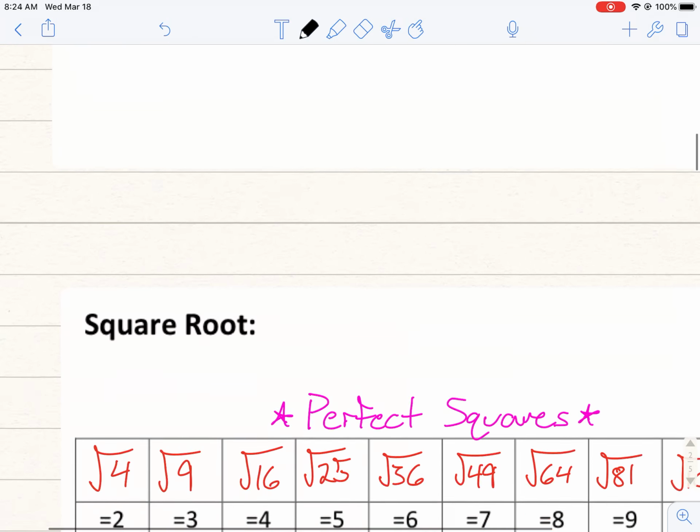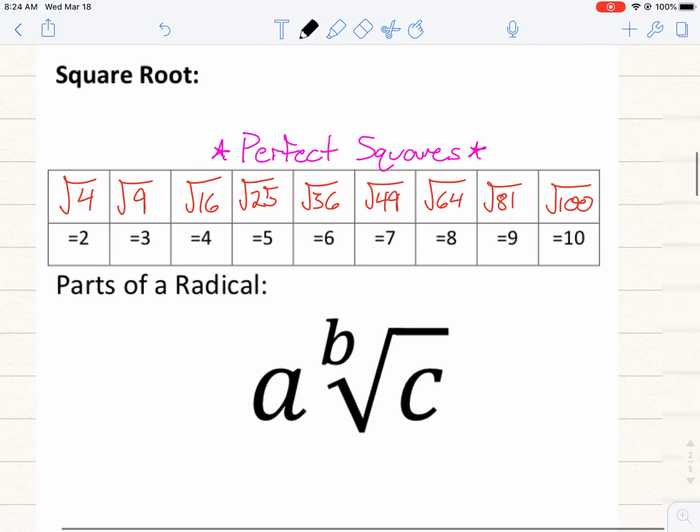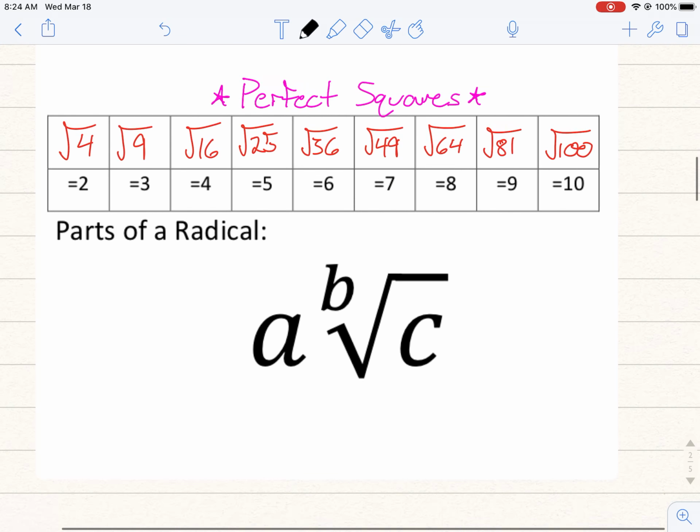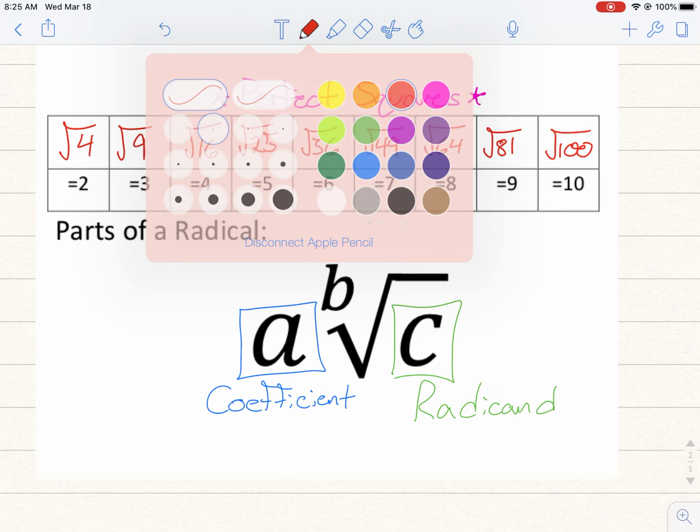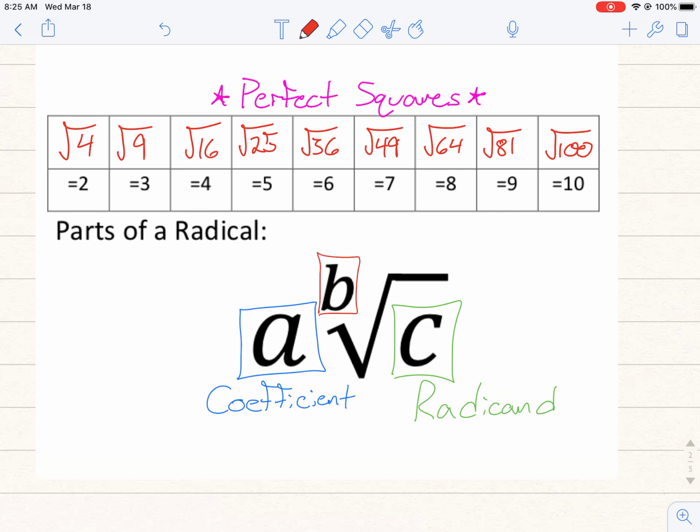Now, I do want to jump to this other page that we had, the parts of the square root. Remember when we were identifying these in class? So this here would be our coefficient. These are just numbers in front of our radical that are going to multiply with whatever is coming out. The inside part, we call that our radicand. And then this little number that hangs out above the radical, this is what I'm talking about today. This is the index of our radical.